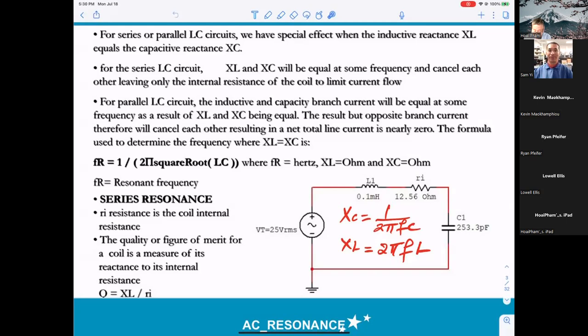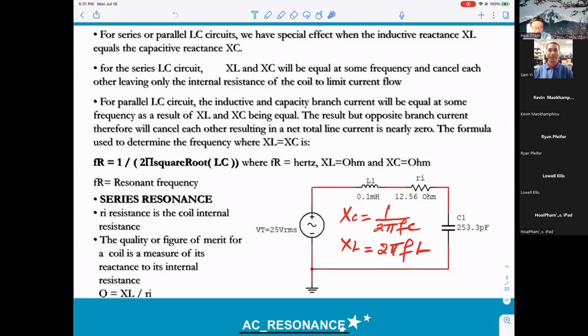Like for this circuit here, when they cancel out, you don't have any more XL and you don't have any more XC. So the circuit is left with only the internal resistance of the coil. At that frequency, we call it the resonant frequency, calculated by the formula FR equals 1 over 2 pi times the square root of LC. And if you want to know the quality of the coil, you can calculate it as XL divided by RI.